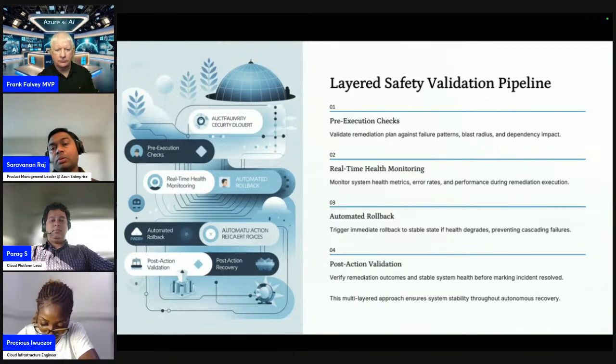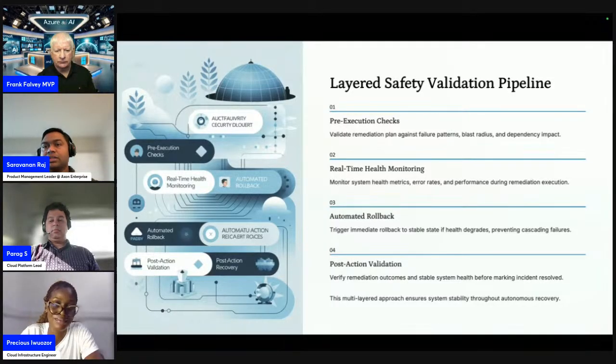The third one would be automated rollback. This is where, if the AI system understands that there is a health degradation, it acts rather than letting the cascading failure happen. If there is an issue with the cloud net, then the compute goes down. Cloud net is the networking layer. If cloud net fails, then you don't have connectivity to the compute, and the storage goes down. All of the systems that are built on top of it go down as well.